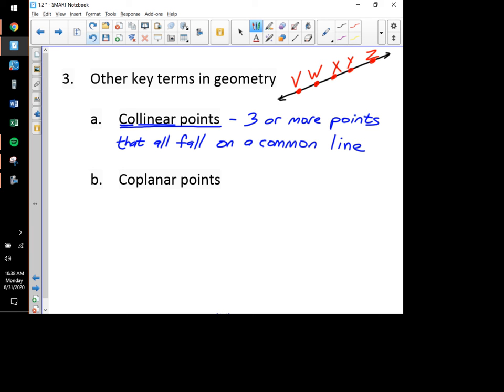And if you break it down that way, this next word starts to make some sense as well. Coplanar points are going to be points that all fall on a common plane. But this time we start with 4, everybody. So 4 or more points all fall on a common plane.